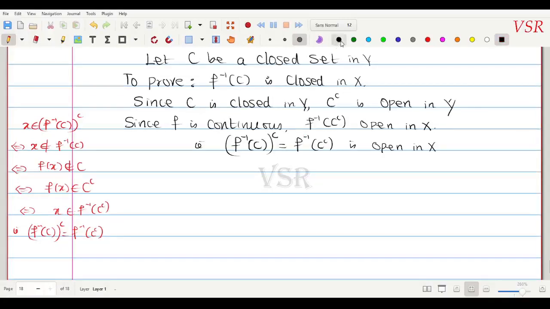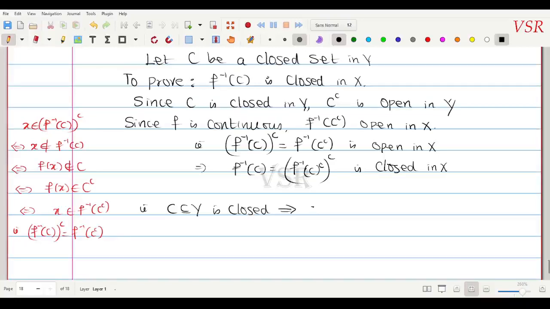So this is open. Since this set's complement is open, this implies that f inverse of capital C, which is the complement of this, is closed in capital X, as we have studied. So what have I proved? That C subset of Y closed implies f inverse of C is closed in X. So we have proved that f is continuous implies this condition.